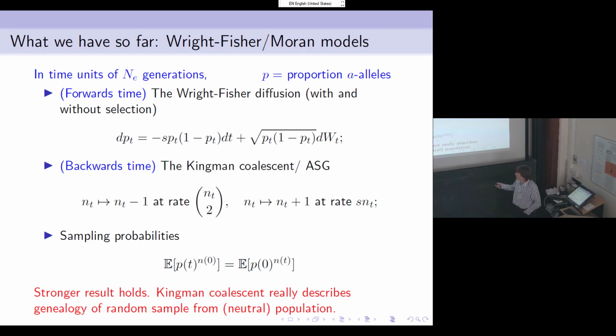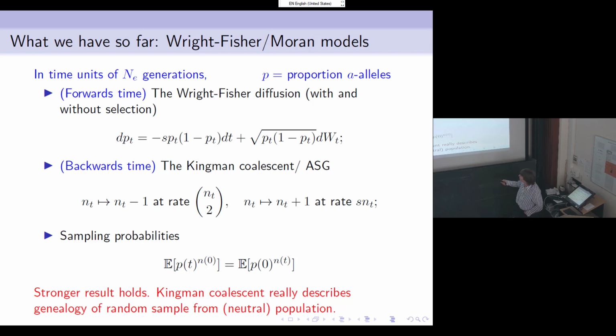But we can at least say that this relationship holds, which is that if I sample n_0 individuals from my population at time t, the probability that they are all of the less favoured type, so type little a, that's less favoured because I always think of s as positive without saying so, and I've got a minus sign here. Well, that's the same as if I sampled n_t individuals from my ancestral population and asked that all of them be type little a.